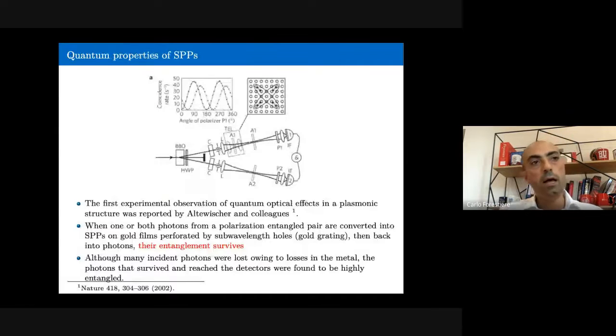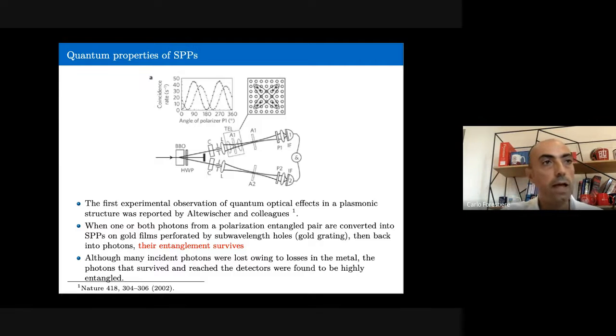At this point, now that we have a brief overview of how to attack the problem from a theoretical point of view, I will show you some practical contributions. In particular, in this paper from 20 years ago, for the first time we have the observation of a quantum effect in plasmonic nanostructures, and the authors actually had an array of gold holes. Actually, it was a grating of holes.